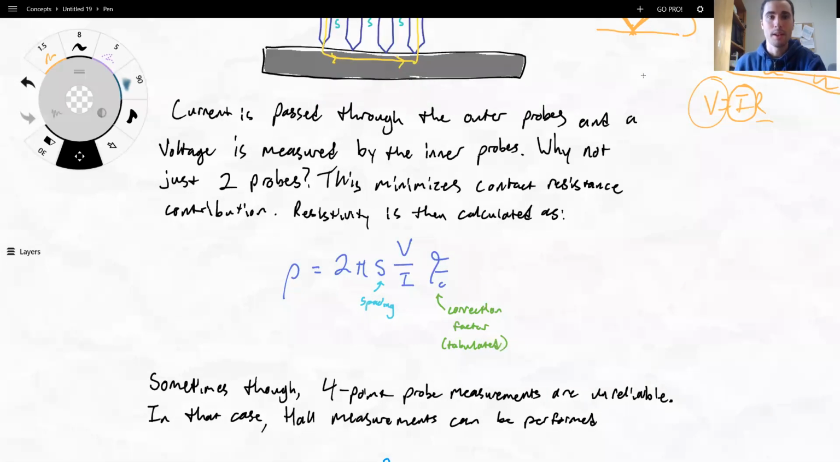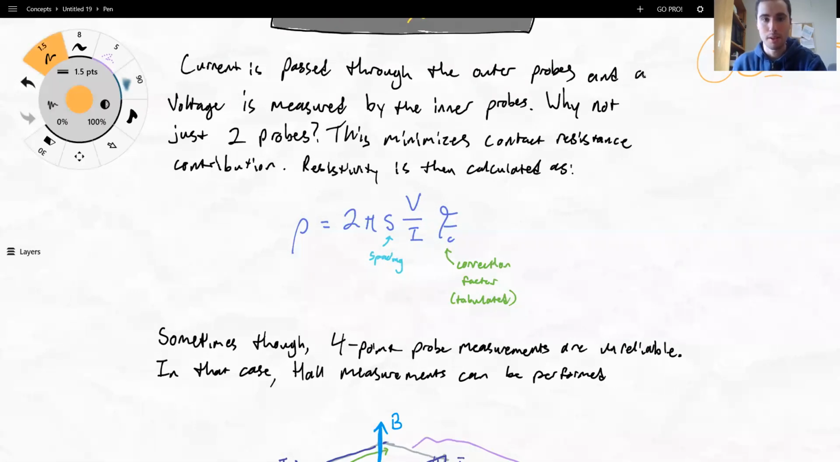Okay. So then you measure the resistivity using this equation here. We know our spacing, we know the voltage through our inner probes, and we know the current through our outer probes, multiplied by this factor of 2 pi. And then there's this correction factor, because what you're saying here is that there's a linear relationship between the voltage and current: V is proportional to resistivity times current. So if you were to plot current versus voltage, you would expect some linear relationship where the slope is related to the resistivity.